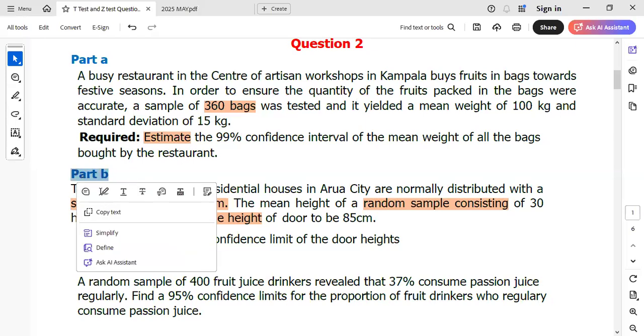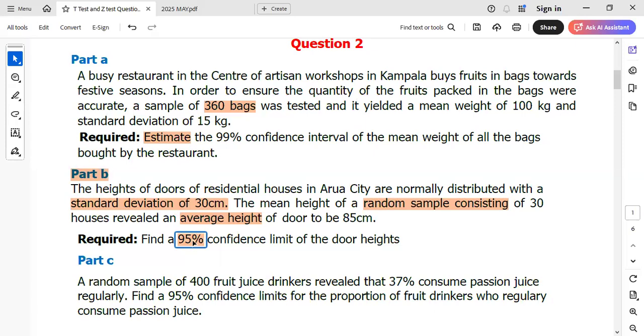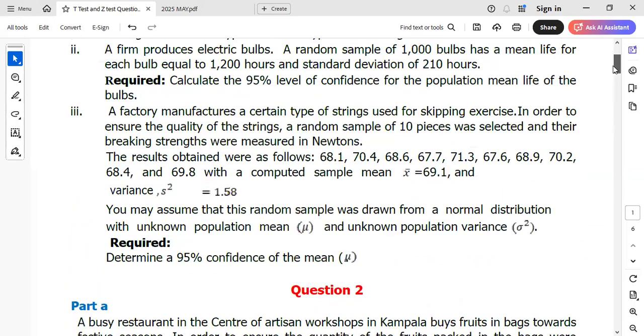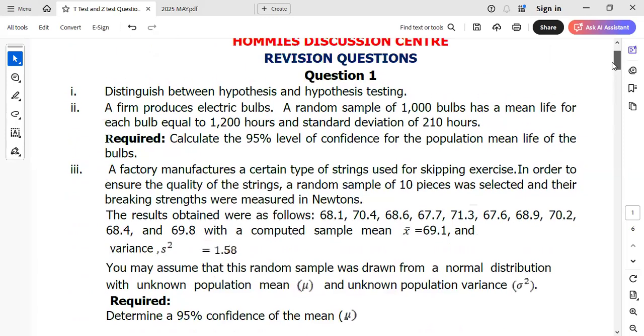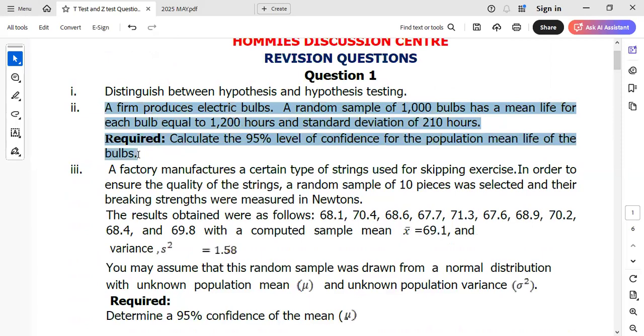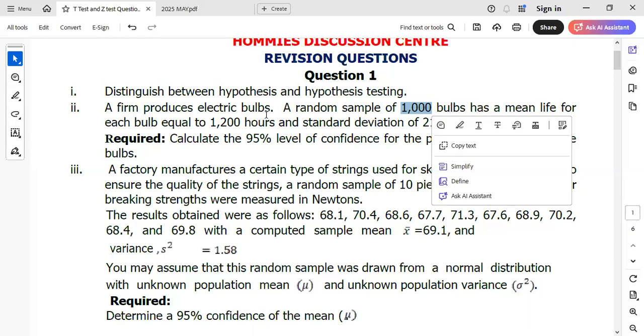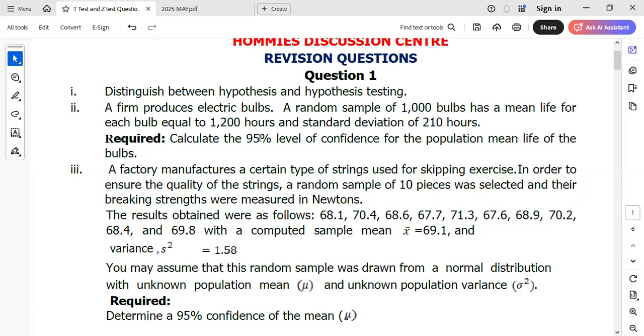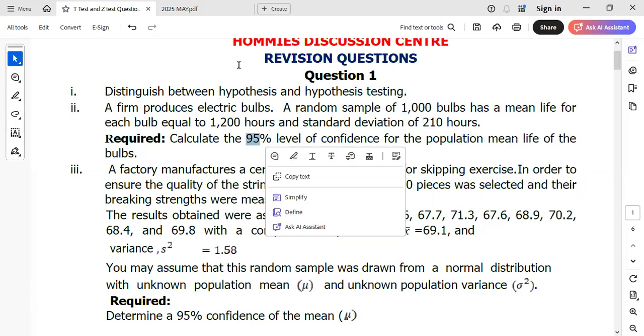But do this part B. Already this is 95%. Now you know the value from the table. So you do this part B. Then also you do this. You have good questions to do. You do this as well. The sample size is 1,000. You have the mean as this and the standard deviation as this. Testing at 95. Do that question as well.